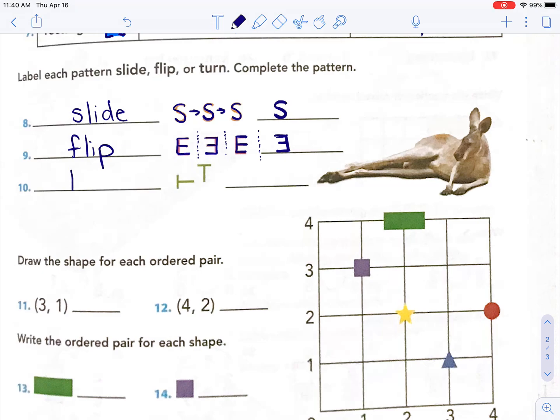A turn is like when it moves around the clock. Like you turn in a circle. So the T, the top of the T is right here. Then the top of the T is right here.